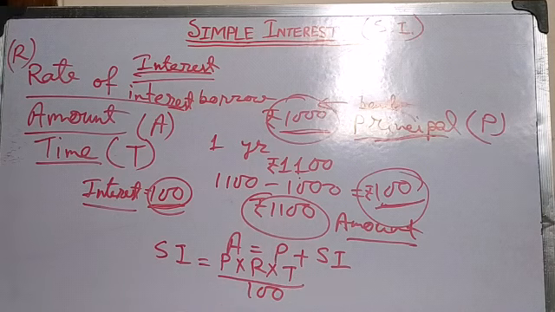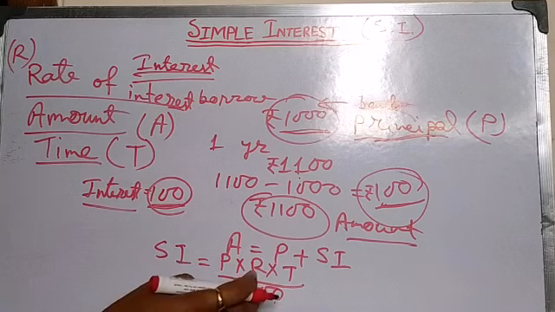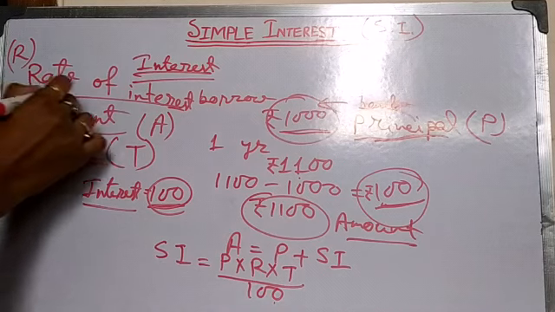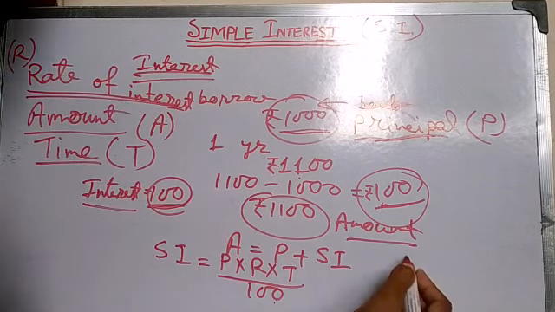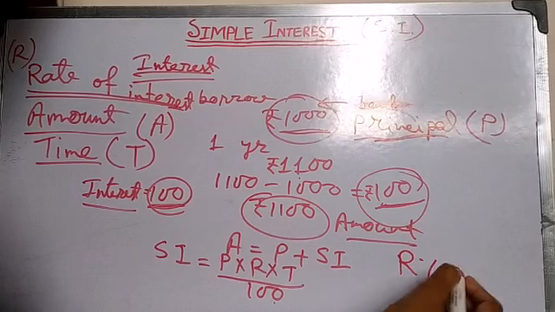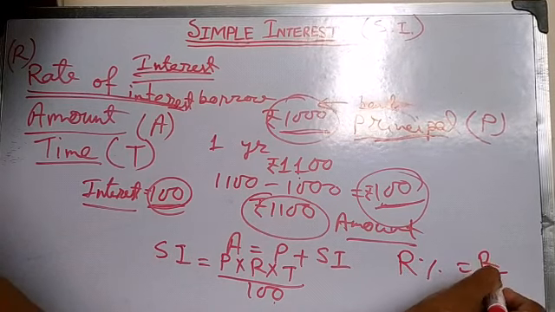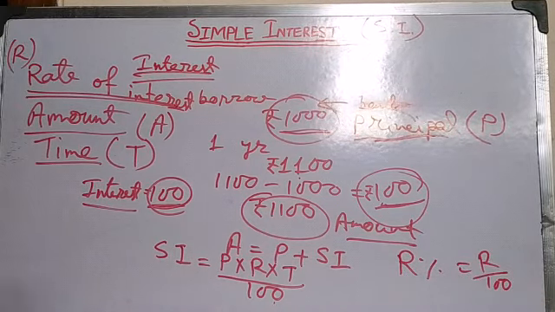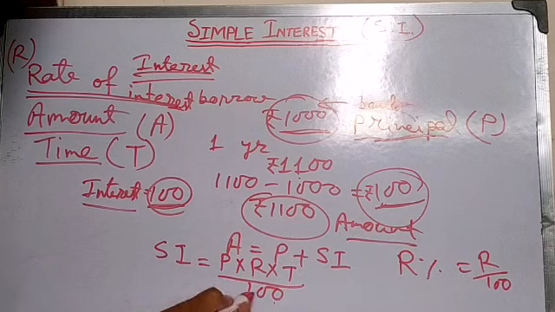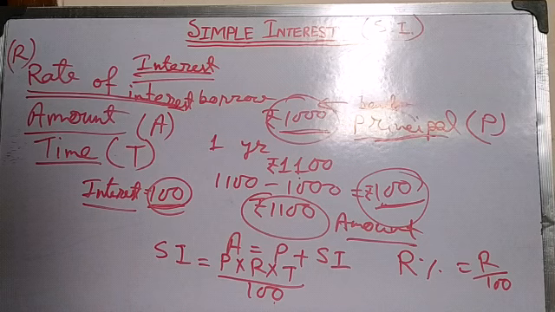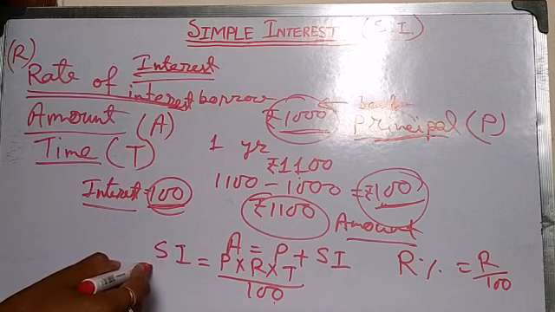So my question is here, from where do I get 100? Why have I written 100 there? I have written 100 from rate of interest. Rate of interest means R%. R% means R by 100. So for this I have written here 100, R by 100. That is a simple way to find out SI.